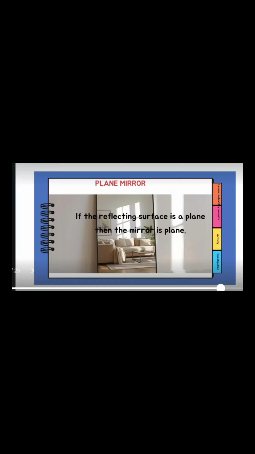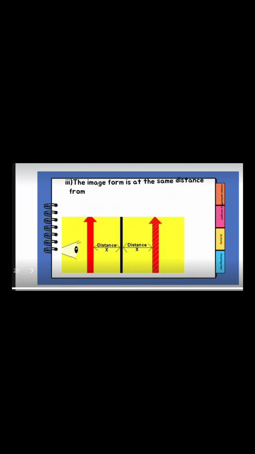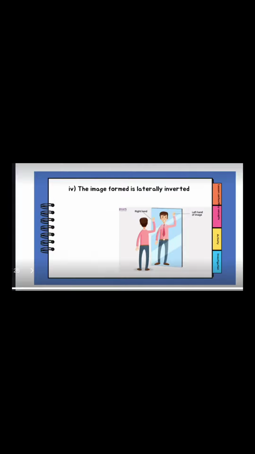Let's talk about plane mirror. If the reflecting surface is plane, then it is a plane mirror. The image formed by a plane mirror is virtual and erect. The image is the same size as that of the object. The image formed is at the same distance from the mirror as that of the object.